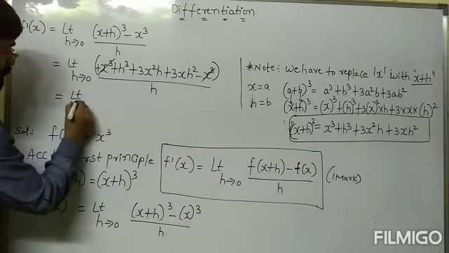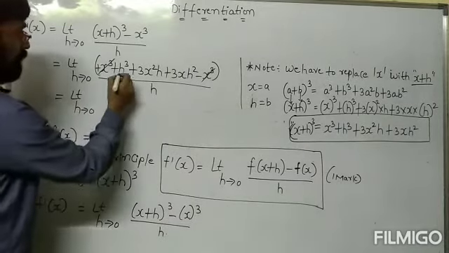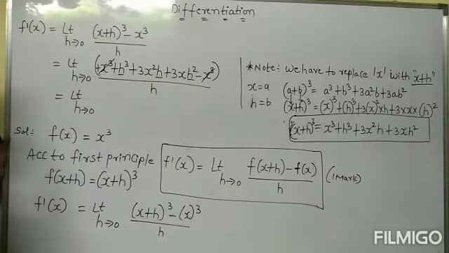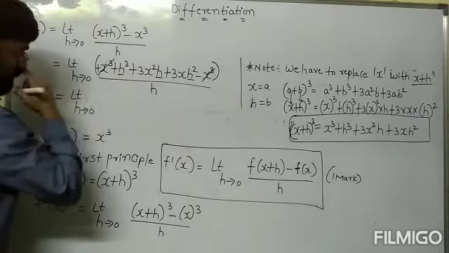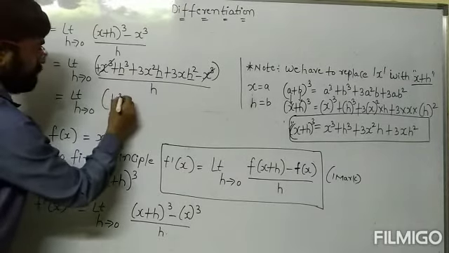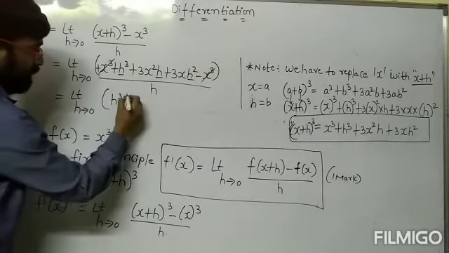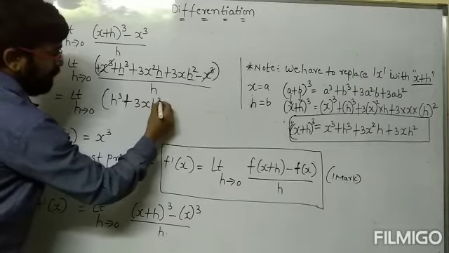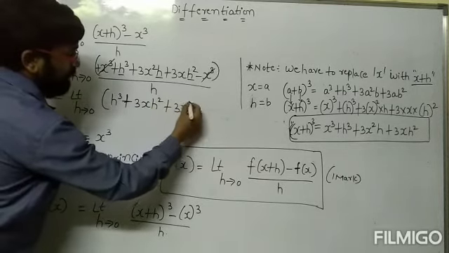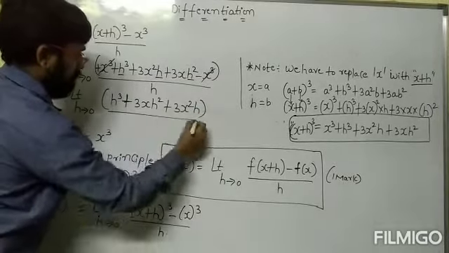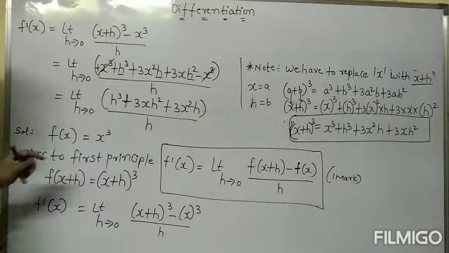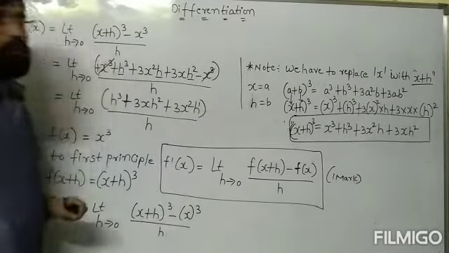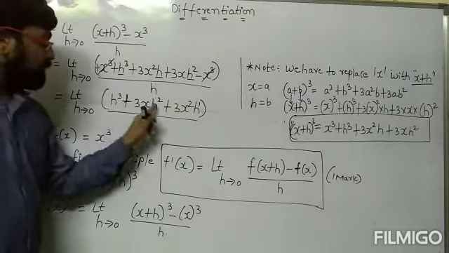Next, limit h tends to 0. Here h is common. So first we take h common, in decreasing order of degree: x cube is degree 3, next degree 2 h, then degree 1 h. The variable here is h, so h cube, h square, h, in decreasing order 3, 2, 1.